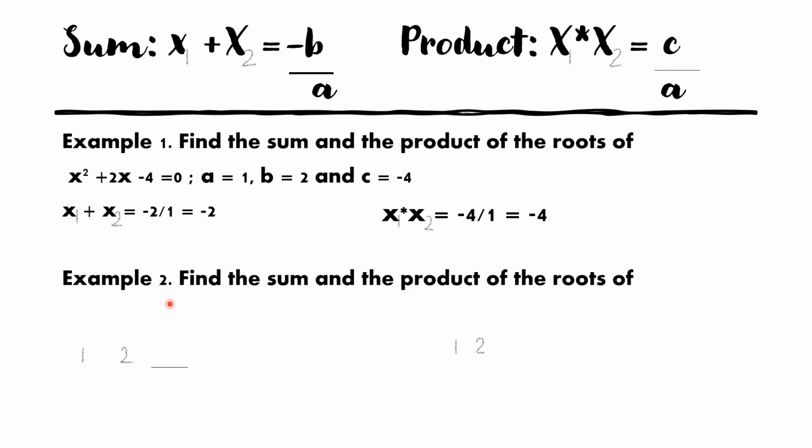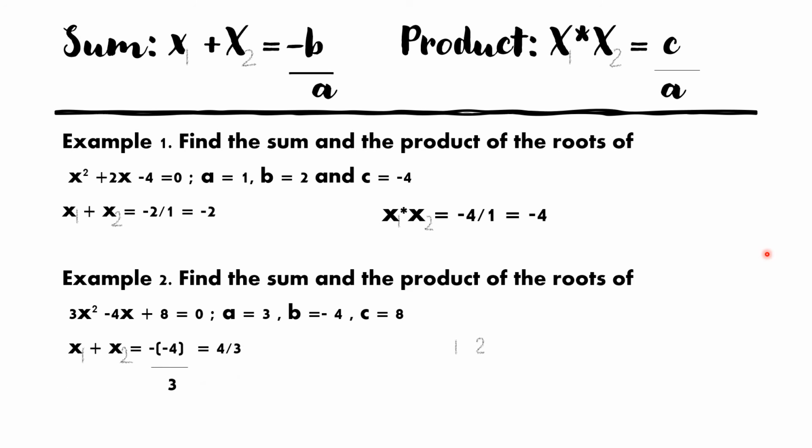Let's have another example. Find the sum and the product of the roots of this equation, 3x squared minus 4x plus 8 is equal to 0. So again, this one is in standard form. So a is 3, b is negative 4, and c is equal to 8.